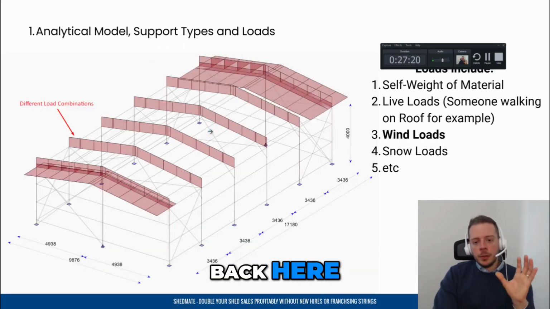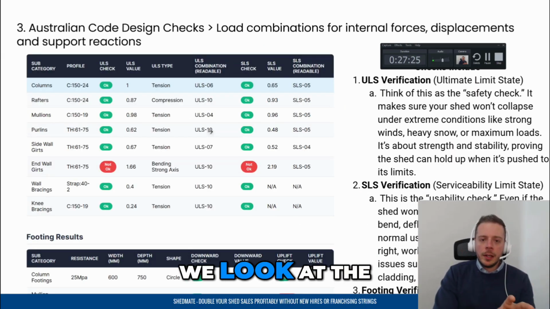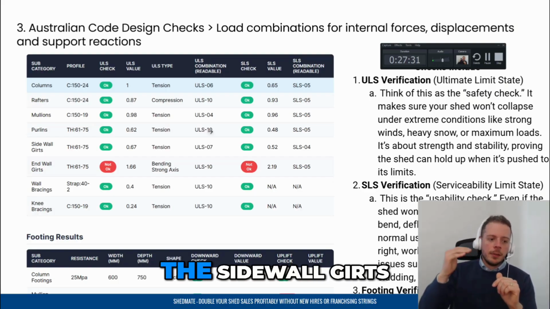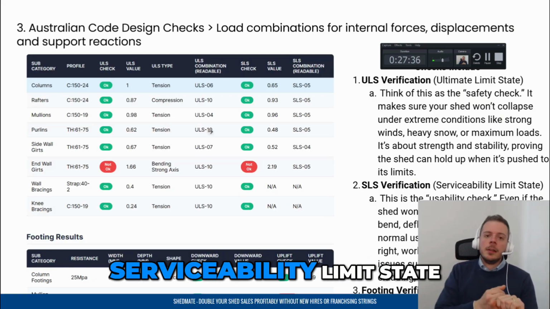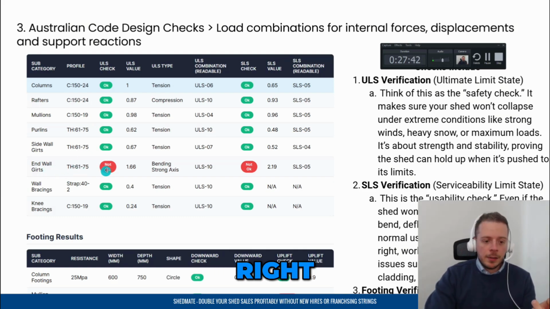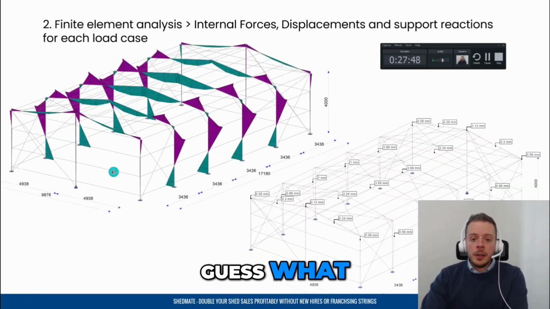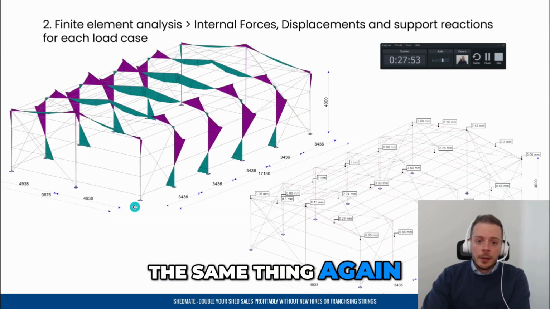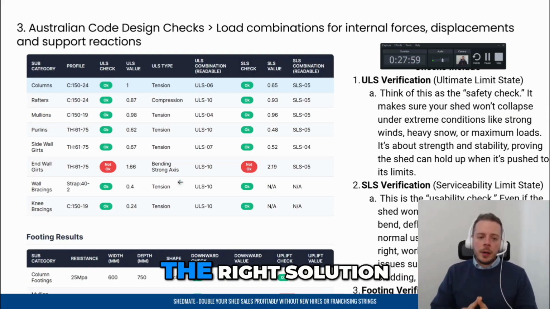So this is what we do. We're pretty much coming back here. We define our loads, we define the structure, and then we run the structural analysis. We look at the results for every single item. So we look at the columns, the rafters, the mullions, the purlins, the sidewall girts, and we check, is it making sense in terms of the ultimate limit state and serviceability limit state? If it is, great. In this example here, as you can see, my end wall girts didn't pass, right? Not okay. You need stronger ones, otherwise this is going to fail. So what do we do? Guess what? We start all over again. We change those girts and we do the same thing again and again, and then we get another result. So there are a lot of iterations that happen here until we find the right solution.